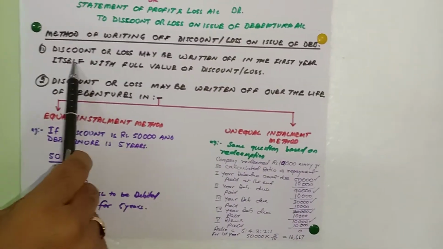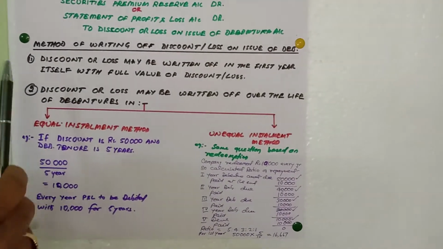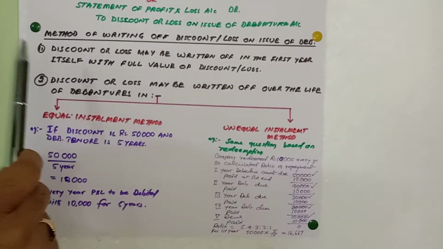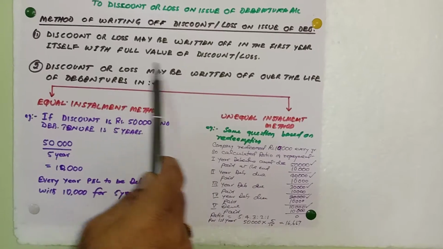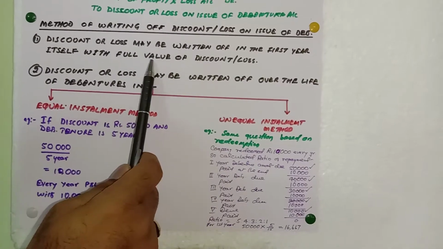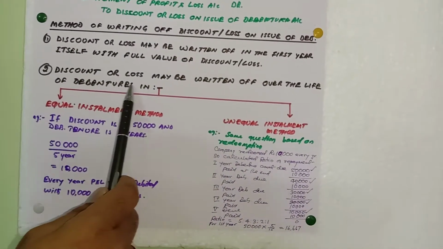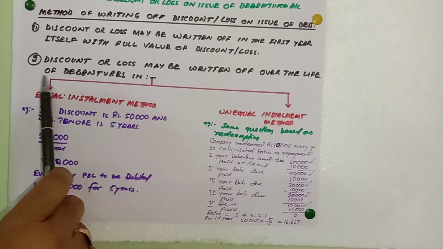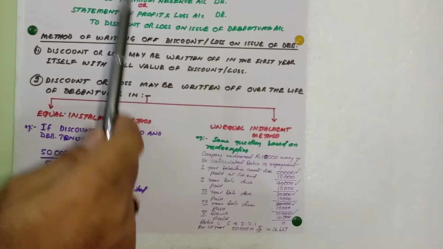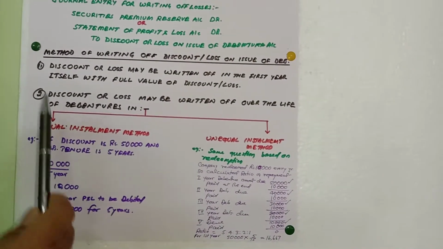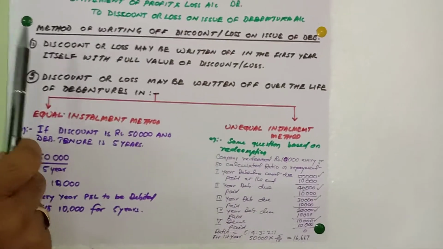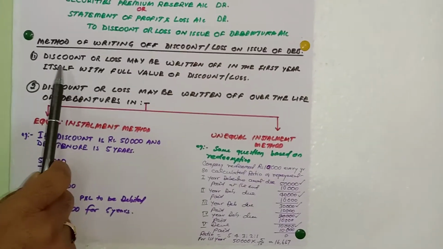There can be two situations. First situation, the discount or loss may be written off immediately within that year with the full value. Full value means, suppose if 20,000 is there, you write off the full 20,000 in the first go only. Second situation, the discount or loss may be written off over the life of the debenture. That means if debentures are there for 5 years or 10 years, every year we can adjust some of the losses. So I repeat, there can be two situations. First situation, you can write off all the losses at one go.